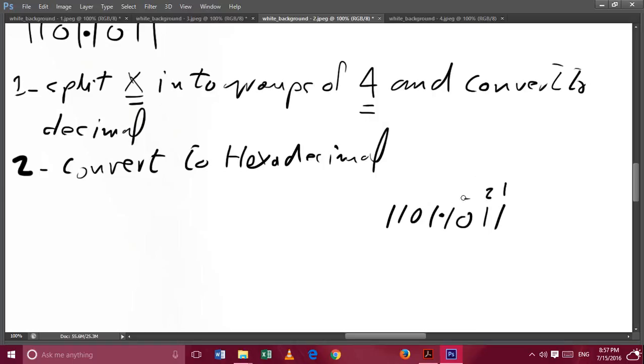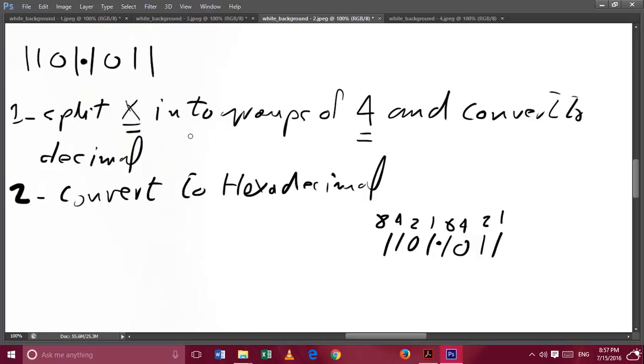1 2 4 8. 1 2 4 8. Remember, what we are doing is we want to convert this to hexadecimal, and we're going to do this by first splitting it into groups of 4, which is what we did. Convert it to decimal first, and then convert it to hexadecimal.